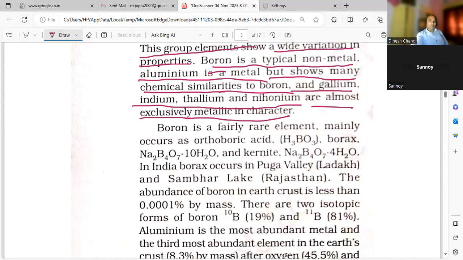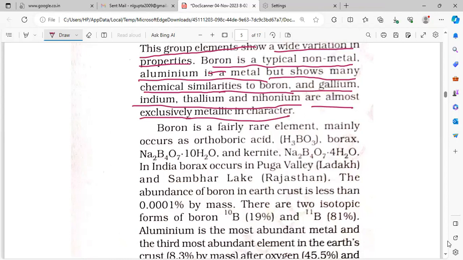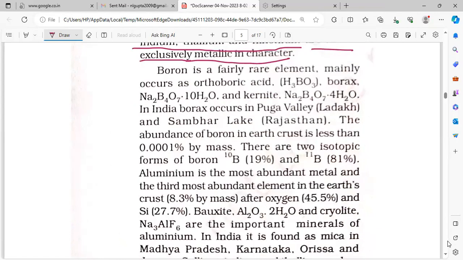This is the point. Now see some more points here. They are saying boron is a fairly rare element.